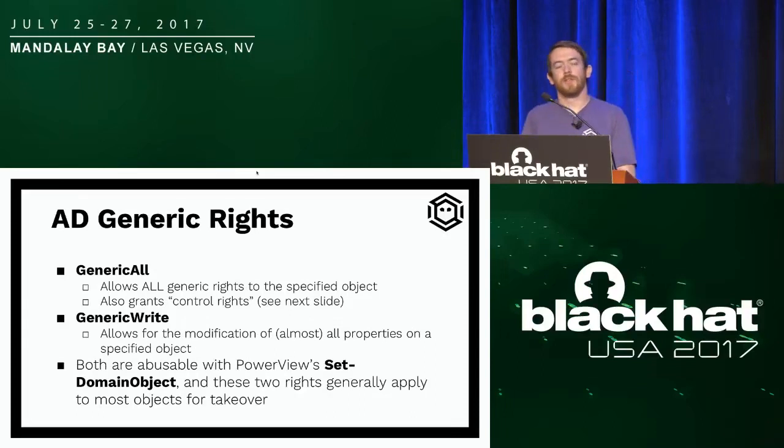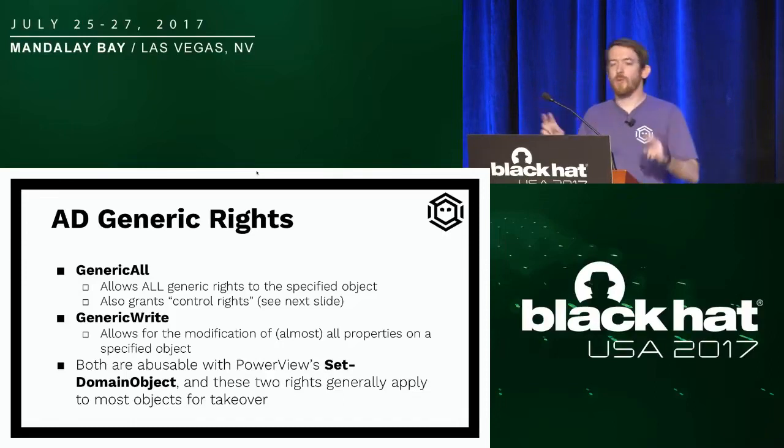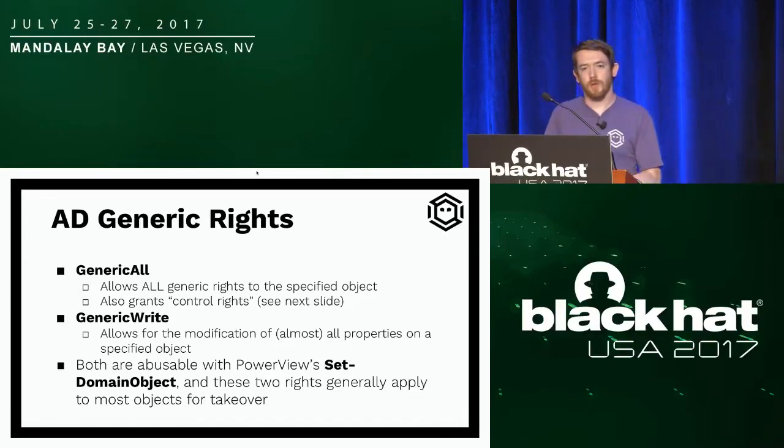Then there's a few generic rights that apply to pretty much all the objects we talked about. So those are the object-specific takeover rights. These are the generic ones. Generic all grants us all rights, pretty simple. It also grants control rights, which we're going to talk about on the next slide. Generic write will allow us to modify almost all properties, everything but confidential properties on the object, everything except the things that are protected by the DS control access bit, that type of thing. These are both abusable with Set-DomainObject. And these two rights apply to almost anything we talked about for takeover. And again, the paper has more specific details.